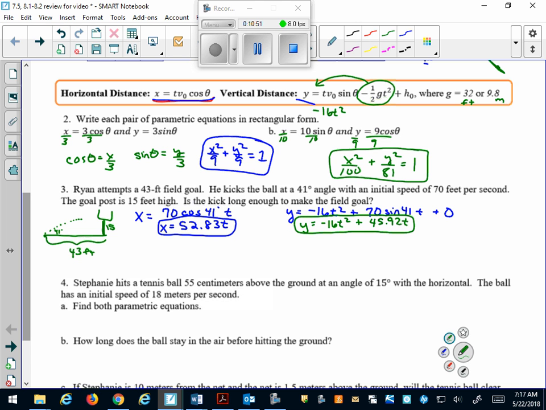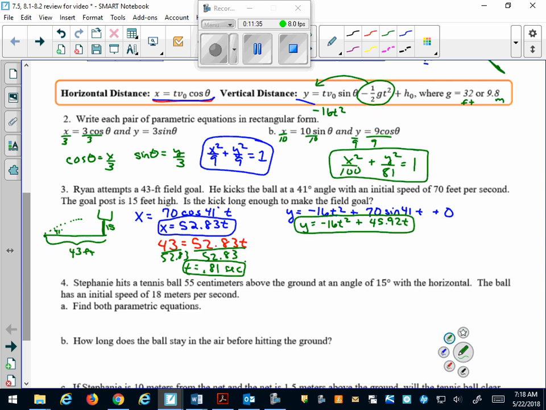Okay, so what we're trying to figure out is how high that ball is after it's gone the length of 43 feet. So 43 feet is a constant that we know, and that's the horizontal distance that this has to go. So since x is our horizontal distance equation, we're going to plug the 43 in for x and solve for t to see how long it takes for it to go 43 feet. Divide by 52.83 on both sides, and t turns out to be 0.81 seconds. So it takes 0.81 seconds for this to go 43 feet.